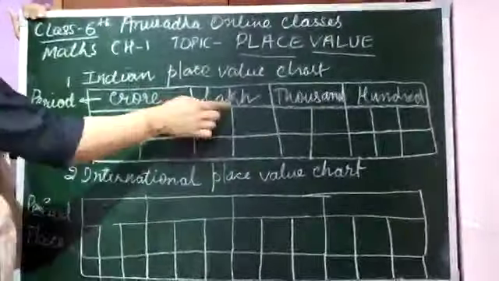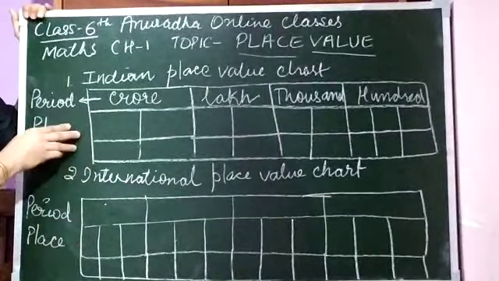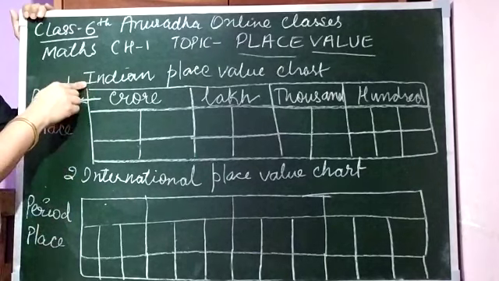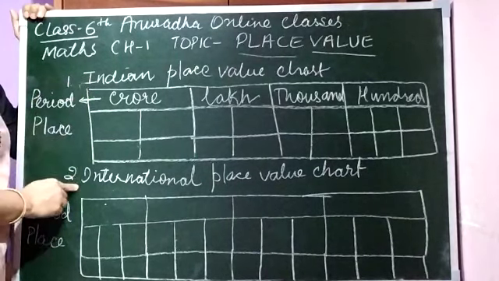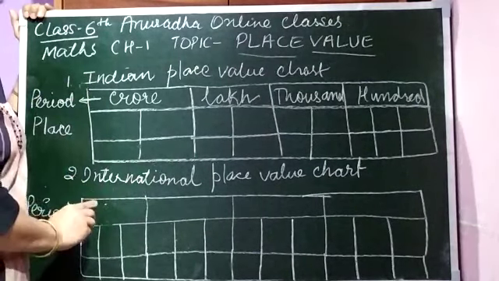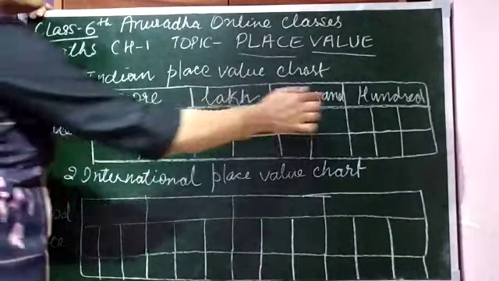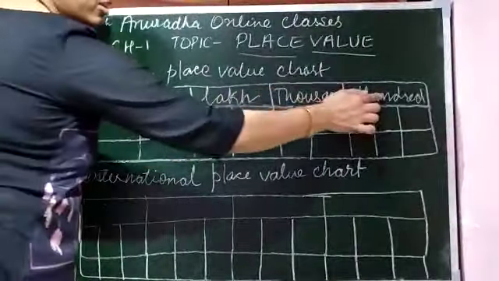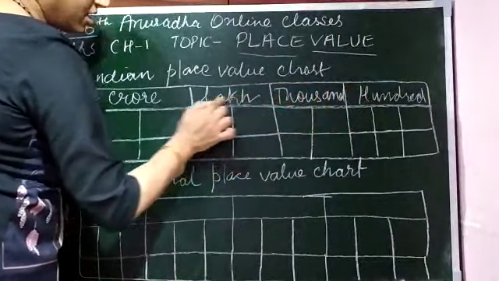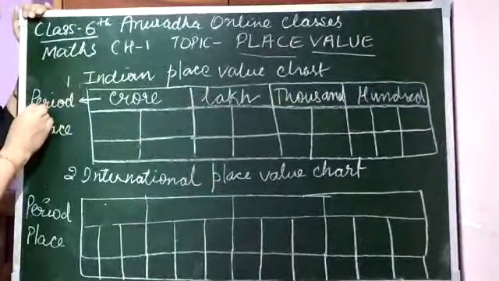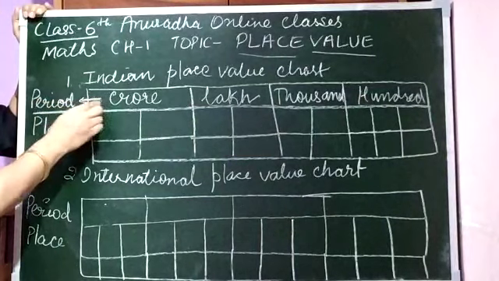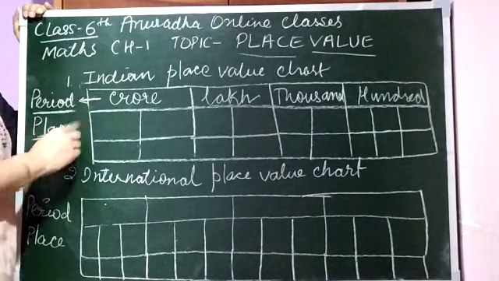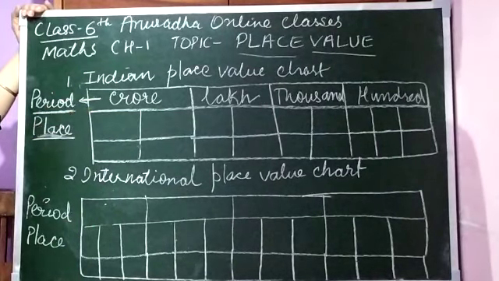Okay, here I have made 2 tables for you. The first is for Indian place value and the second one is for international place value. Look, what I have written above are known as ones, thousands, lakh and crore. These are known as what? Periods. These are known as periods. And after that, the places, that I'll write in front of you only.